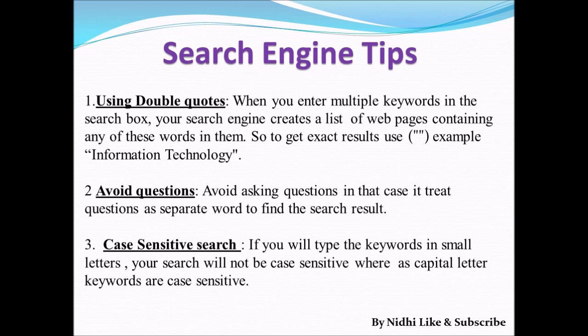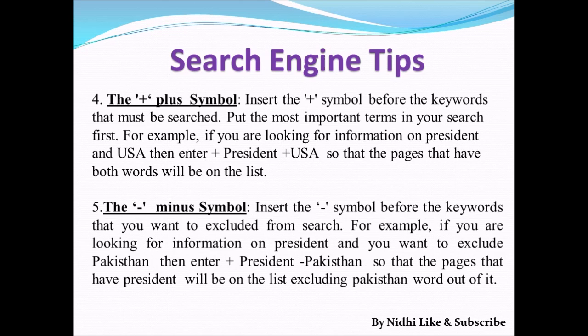Next is the use of the symbols plus or minus. If you want to include something in your search, then you can use the plus symbol, and if you want to exclude something from your search, then you can use the minus symbol. The plus symbol goes before the keyword that must be searched. So put the most important terms in your search first. Example, if you're looking for information on president and USA, both the things you want, then you can write like this: plus president plus USA. So that the pages that have both the words will be shown to you in the form of a list.